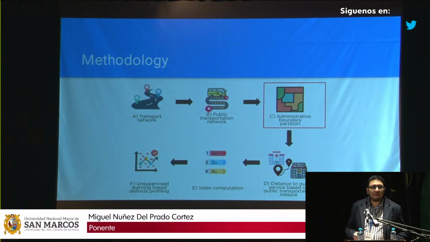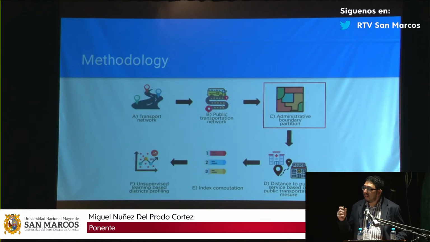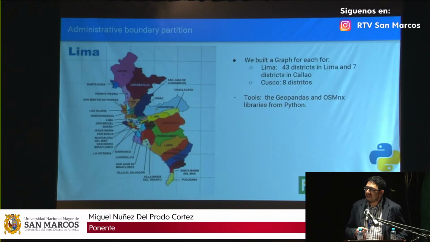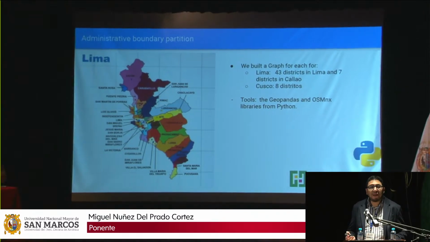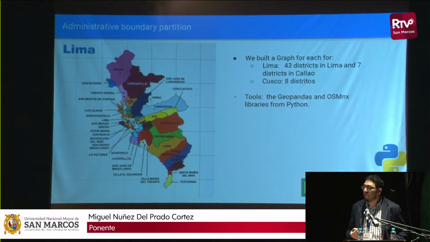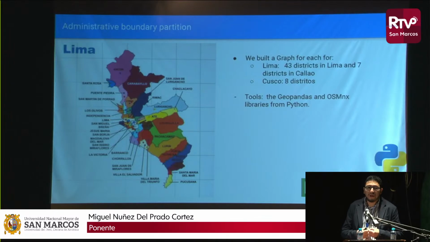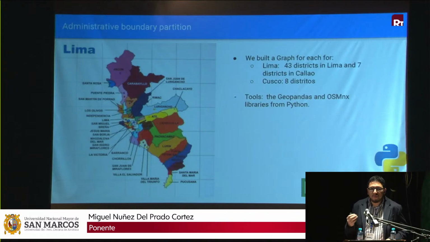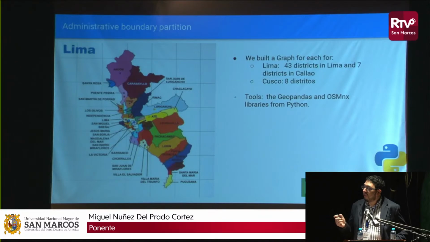So once we have that for all the city, we have to intersect this with the administrative boundaries in the cities, because the political administration in Peru works like that, and many municipalities are responsible for guaranteeing the quality of the infrastructure, so the criticality of the infrastructure. So it's important to know where we have these infrastructure problems, if they exist. In Lima, we have 43 districts. In El Callao, we have 7, and in Cusco, we have 8.